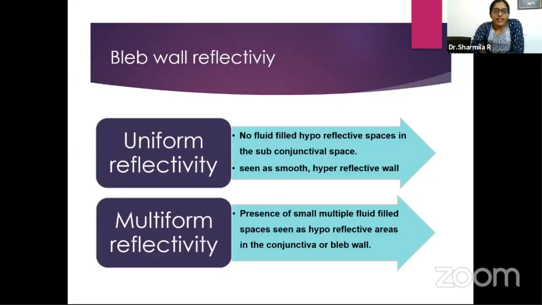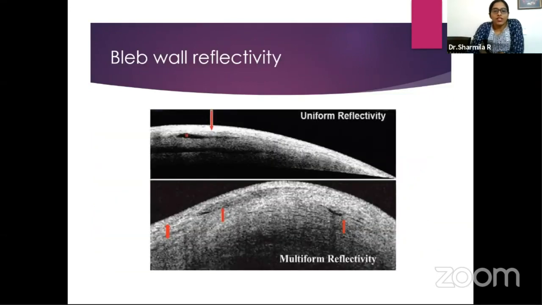So the first thing is the reflectivity. This is basically the qualitative measurement: uniform reflectivity and multiform reflectivity. For a good functioning bleb, we have to see if there is multiform reflectivity. If you see this picture, the one on the top is the uniform reflectivity, where you see just one small space here, and the conjunctival wall is very thick, which means that it is really not functioning so well. Whereas in the picture below, you see that there are multiple small spaces here and the conjunctival wall is thin. So this is some important information on the functioning of the bleb.